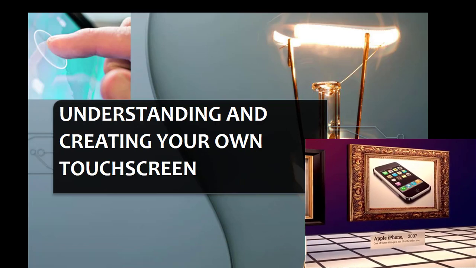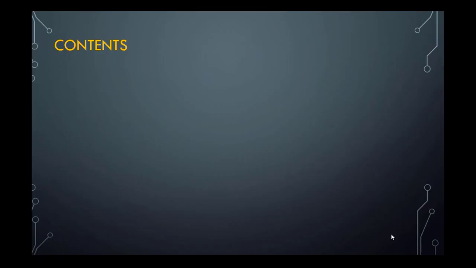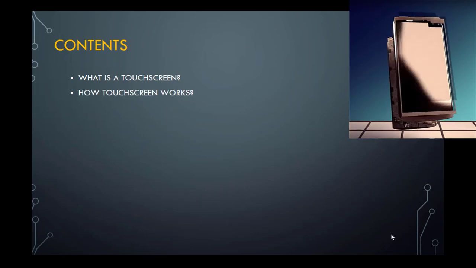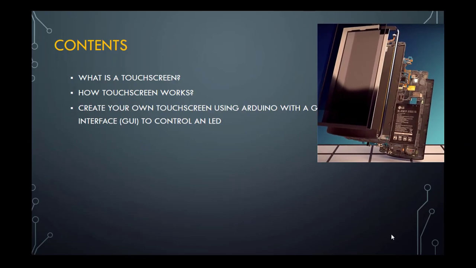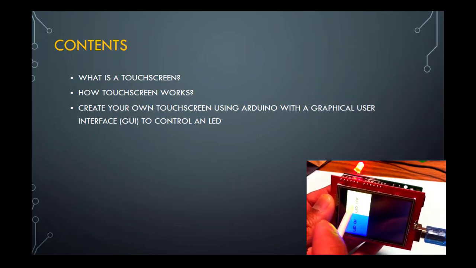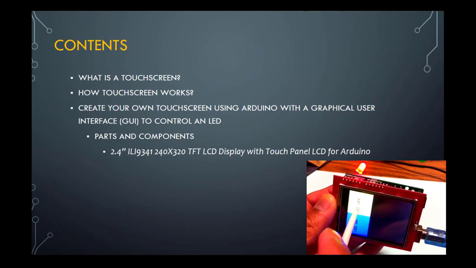In this tutorial, you're going to learn many things. So I'm going to actually break it down for you. The contents would be, we're going to learn about what is a touch screen, what exactly it is, how touch screen works. We are going to create a touch screen using Arduino with a very simple graphical user interface, basically controlling an LED to turn it on and off.